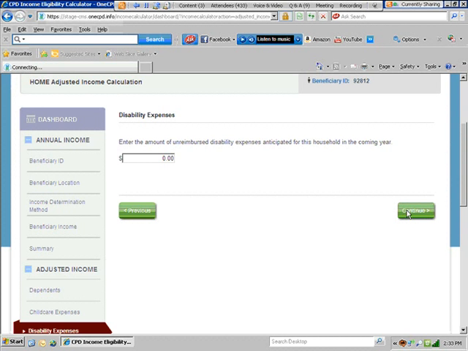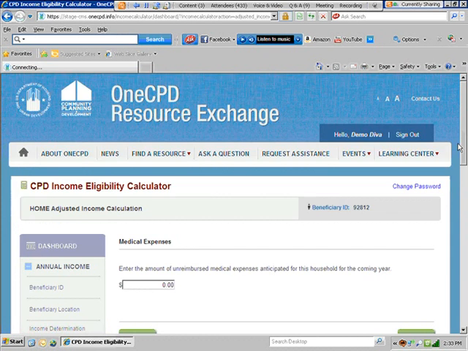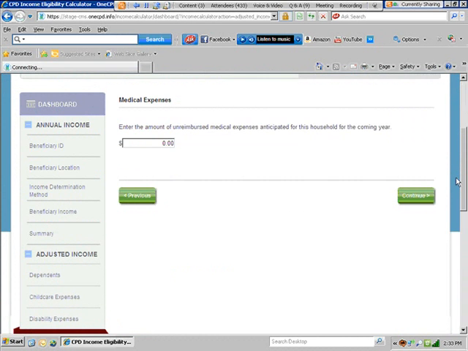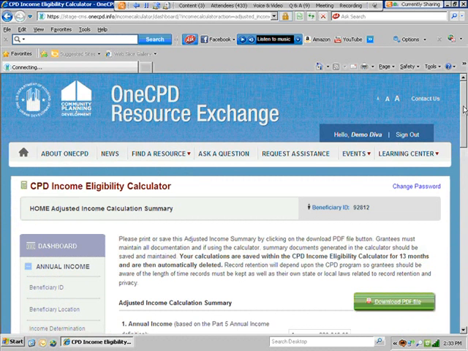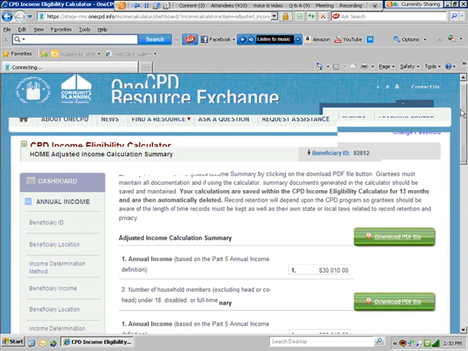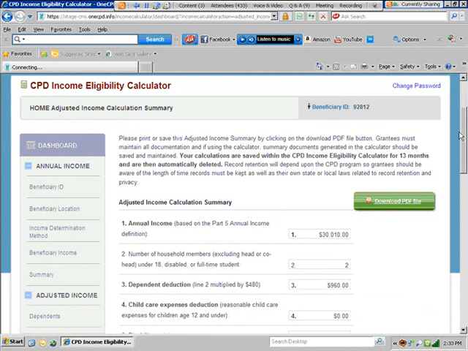HOPWA will be more interesting than this, I promise. And then same with medical expenses. Although medical expenses are only available to elderly or disabled, so it makes sense this is 0, okay? So those were all of our inputs to come up with our adjusted income calculation summary. So we have a couple of options here. I can scroll all the way to the bottom and you'll see it's just the dependent deduction that we had, or you could also download here into a PDF, okay?